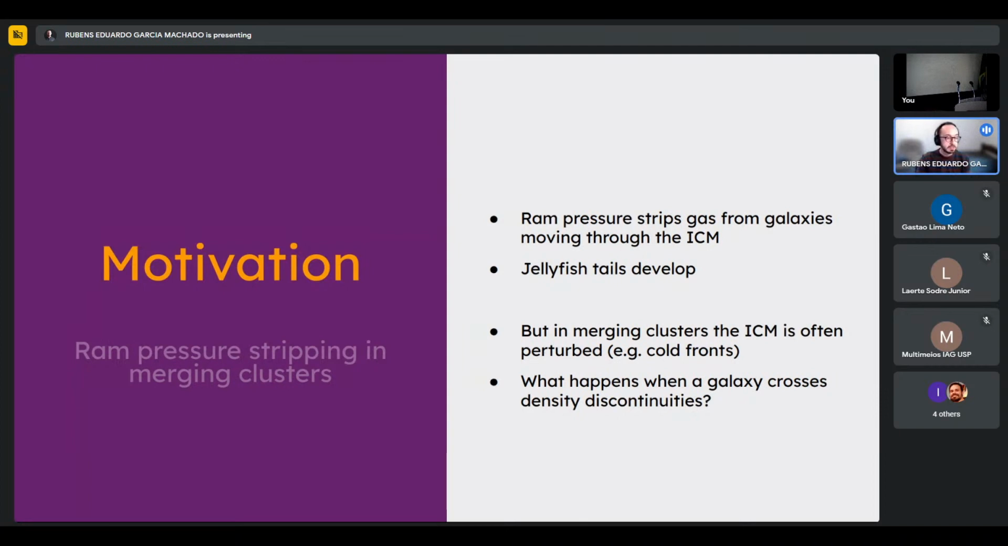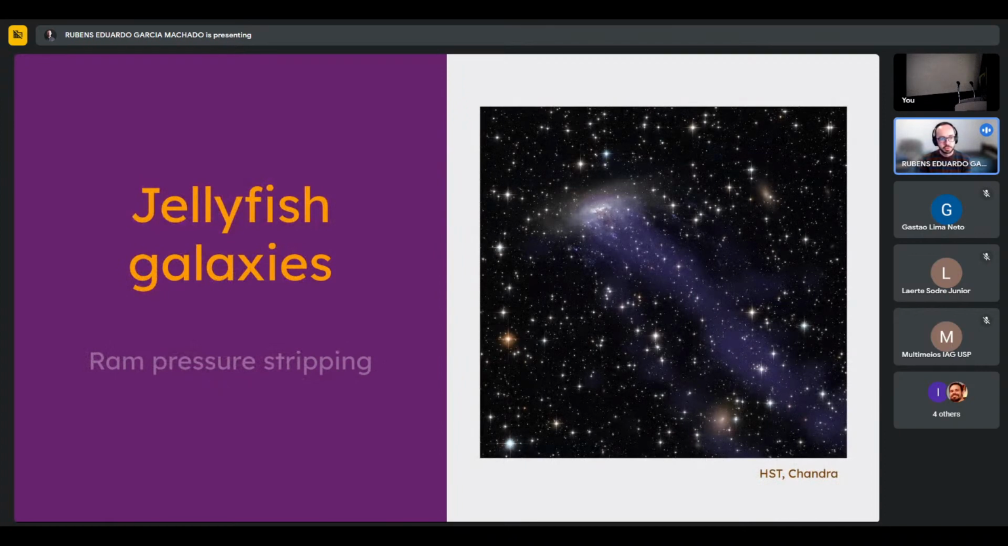So I would like to start by giving a very brief overview of both of them. First, ram pressure stripping in jellyfish galaxies, and then sloshing spirals, before moving on to the description of the methods that we have been implementing and some preliminary results. So first, ram pressure stripping and how it causes jellyfish galaxies.